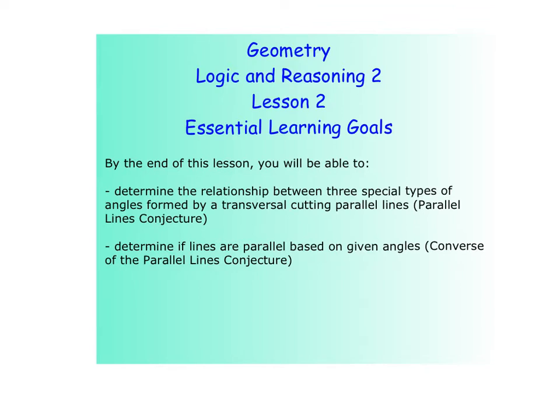Today's lesson, our essential learnings, involve determining the relationship between three special types of angles formed by a transversal cutting parallel lines. This is called the parallel line conjecture. And determining if lines are parallel based on given angles. This is called the converse of the parallel lines conjecture. So let's go ahead and get started.